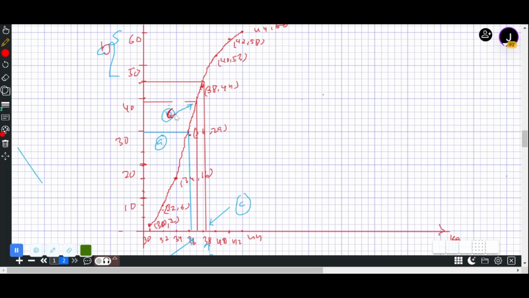You have to draw a very clear ogive and then do these numbers.